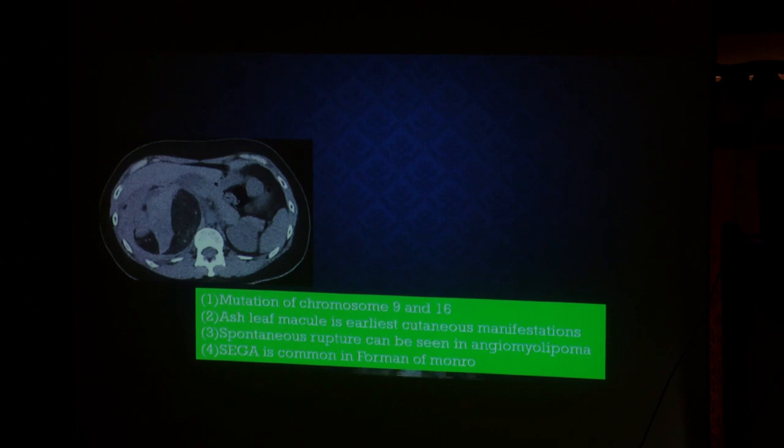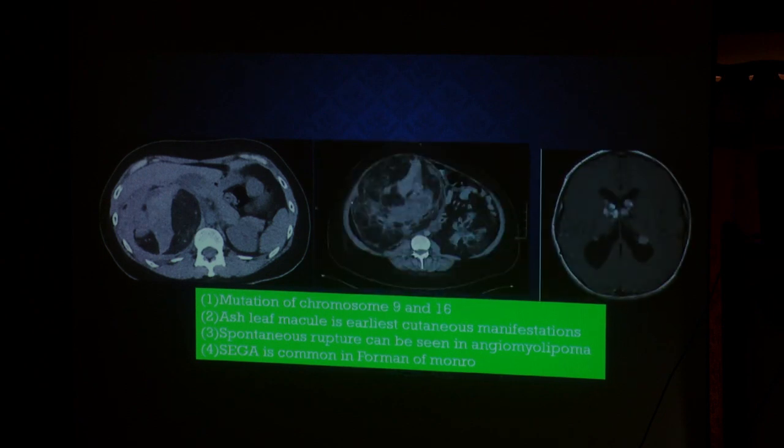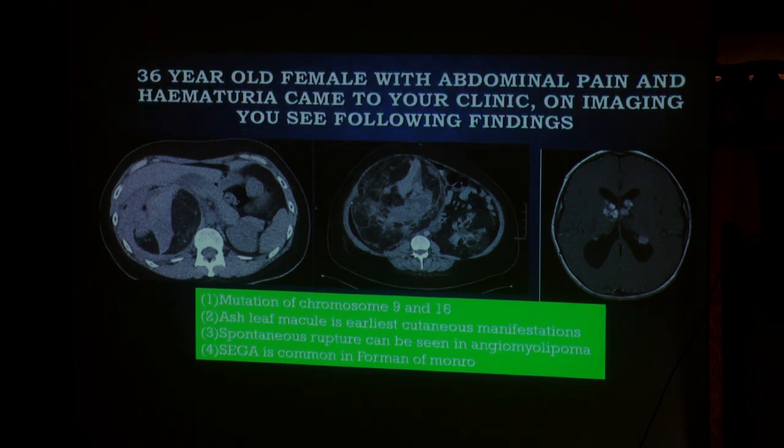Now, what is the diagnosis here? What is the syndrome? Yeah, similar questions can be asked from tuberous sclerosis. The mutation in tuberous sclerosis, TSC1 is on 9 and TSC2 is on 16. Ash leaf macule is the earliest cutaneous manifestation in tuberous sclerosis. And spontaneous rupture, what is the name of the spontaneous rupture of AML in tuberous sclerosis? Yeah, Wunderlich syndrome.